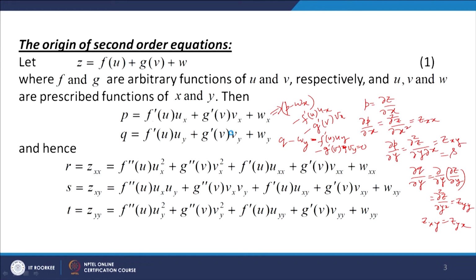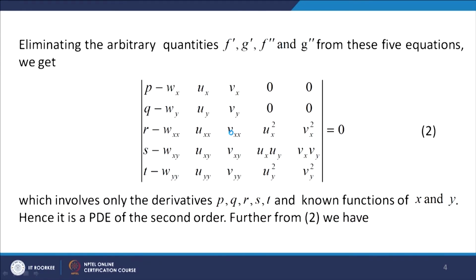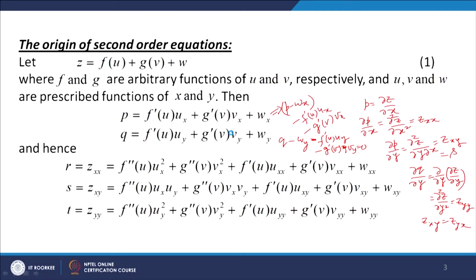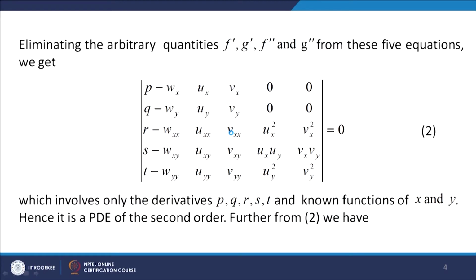Here we have the terms in f dash u, g dash u, f double dash u, g double dash v. So, that is why we have these terms, but these zeros occur because the first 2 equations do not contain f double dash and g double dash. Now, this is how we come to this determinant equal to 0.